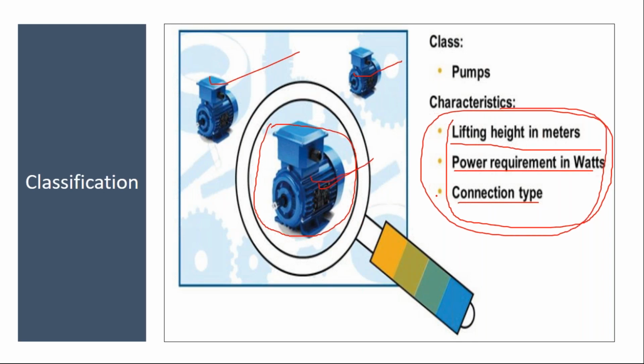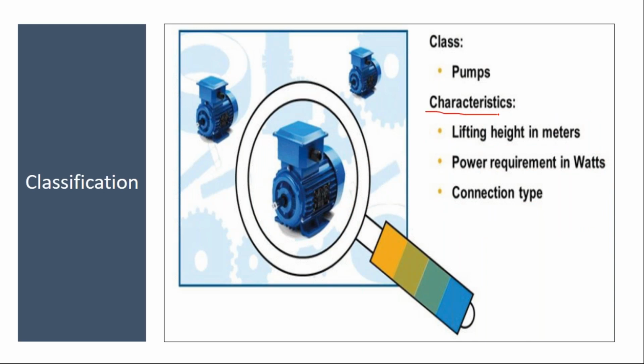So these features are created in the system using characteristics. We will create all these characteristics in the system, and ultimately, these characteristics are assigned to the class. So this is the one.